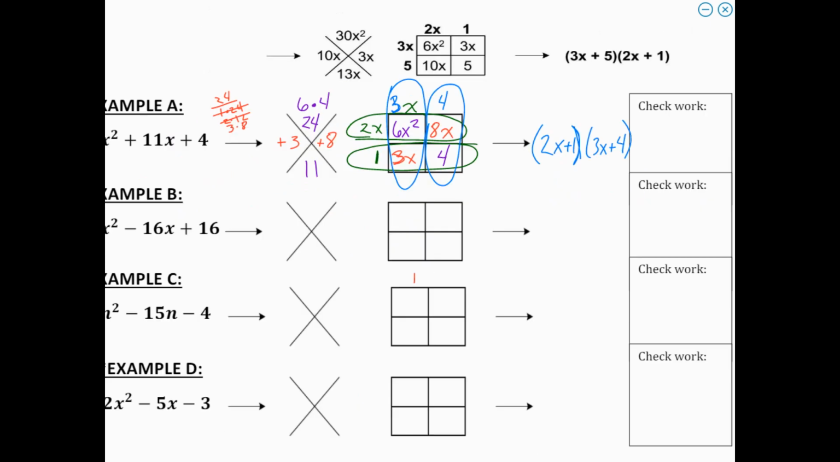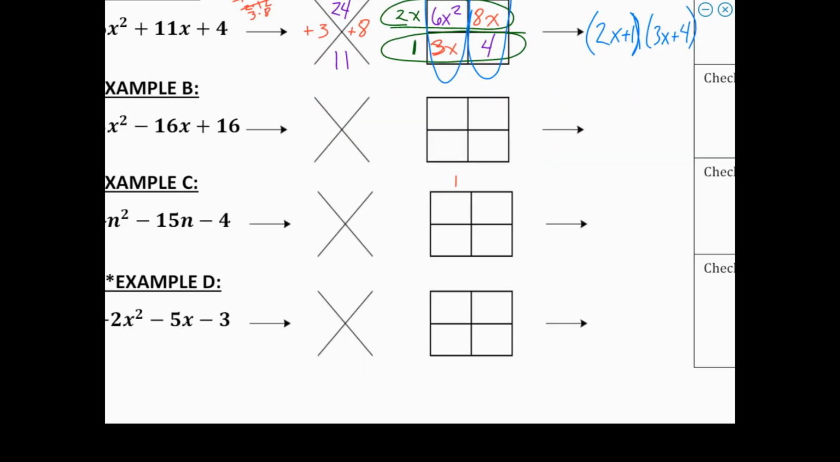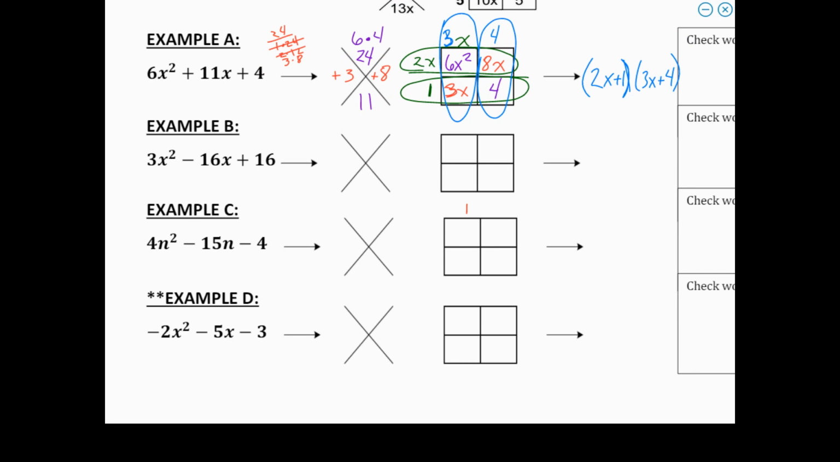Okay, we're going to talk about a couple more, but I have asterisks beside D because we need to talk about it. So I want to make sure we get to that one for sure. So let's skip down to D first. What do you notice about D that's different from all of the other ones there? The first one is negative, exactly.